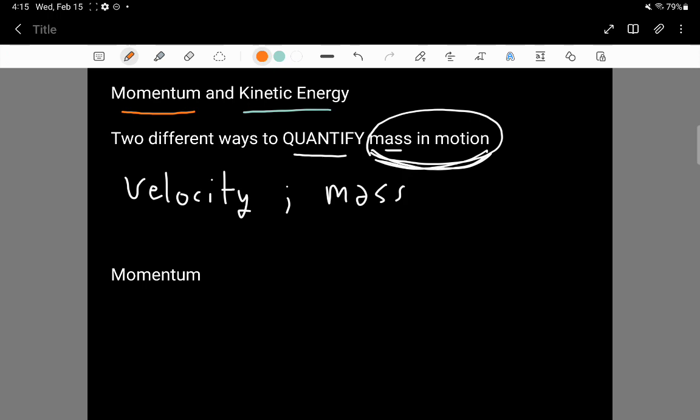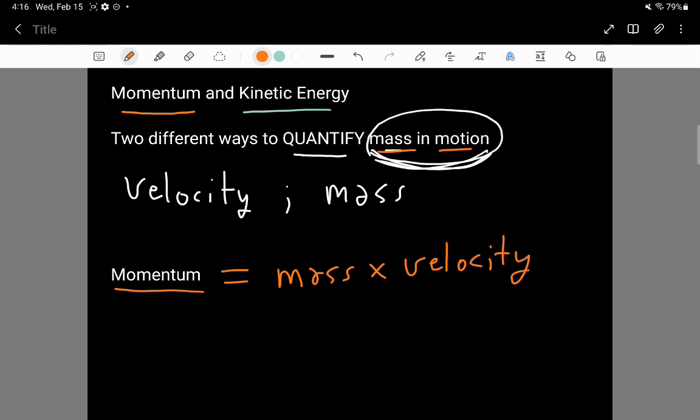So momentum is one of the ways to quantify mass in motion. And momentum, the way you calculate it, is you take the amount of mass and you multiply by the amount of motion. So it's sort of the simplest combination of the two different concepts, mass and velocity, that you can have. Momentum is a vector. And the direction of the momentum is the same as the direction of the velocity.